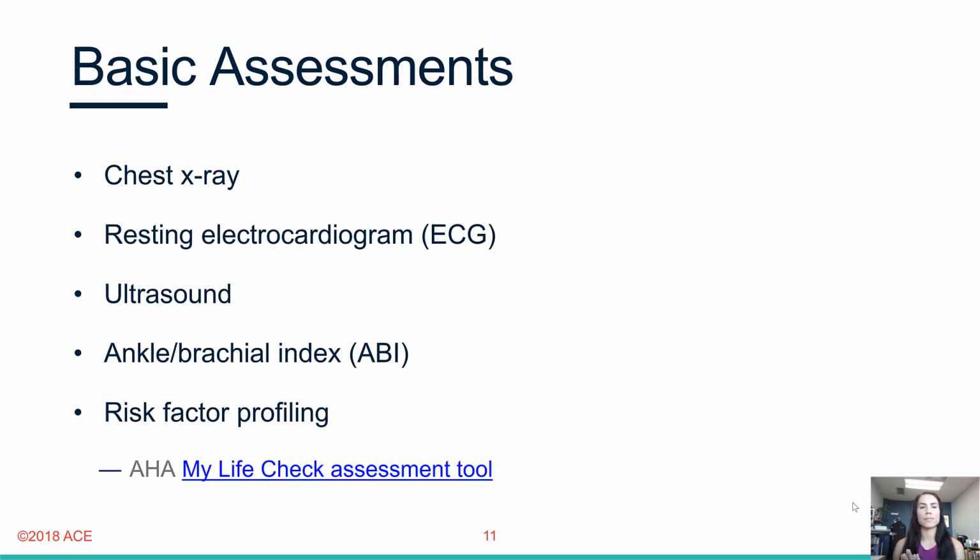ABI, or ankle-brachial index, essentially compares the systolic blood pressure in the upper arm with the systolic blood pressure in the ankle. If the reading in the ankle is significantly lower than that in the arm, there's probably an increased risk of peripheral artery disease, or PAD, or some sort of atherosclerosis of the lower extremities.